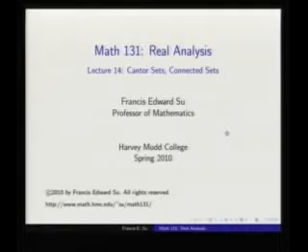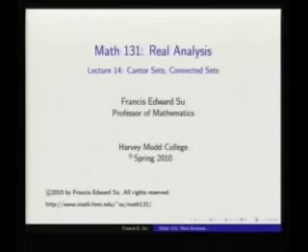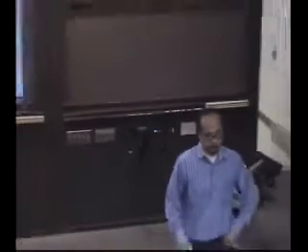Okay, so we've spent the last several lectures talking about compact sets. And I'm going to spend the last couple of lectures talking about compact sets. And today what I want to do is say a little bit more about compact sets. In particular, I want to talk about something called the Cantor set, which is a very interesting subset of the real line. And then I want to talk about connectedness. So what does it mean for a set in the reals or in any metric space to be connected? Okay, so those are the plans for today.